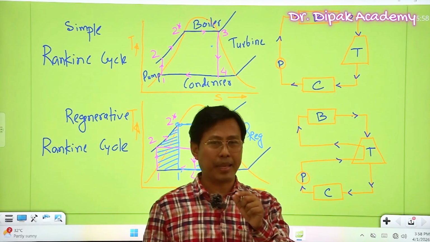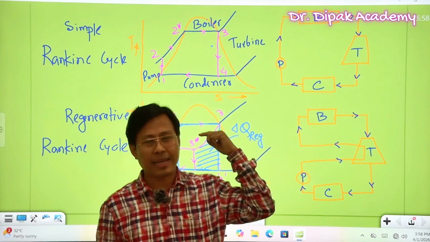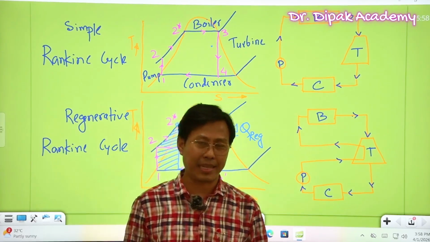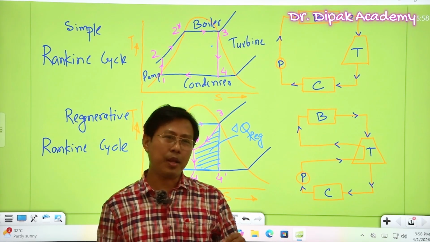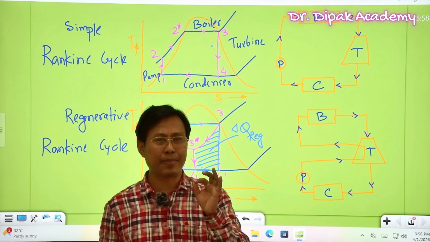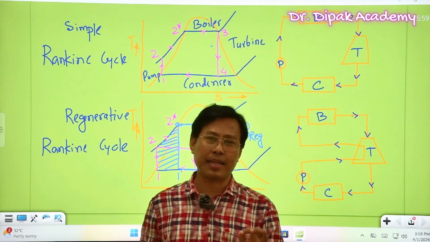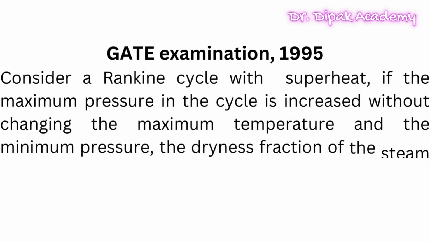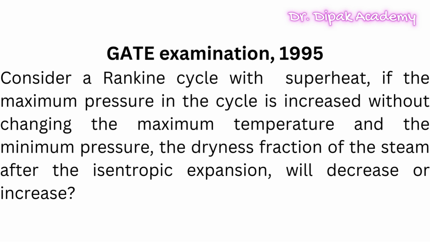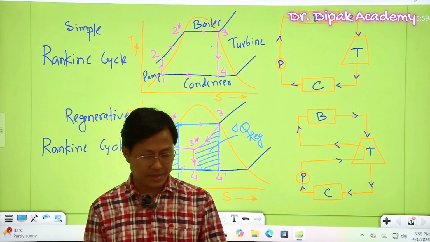You are able to make the relation between the Rankine cycle and the question given in the GATE questions. Now I will move to another step where I will leave a question for you which is very tricky and came in a GATE examination in 1995. So the question which was given in GATE 1995 is: consider a Rankine cycle with superheat. If the maximum pressure in the cycle is increased without changing the maximum temperature and the minimum pressure, the dryness fraction of steam after the isentropic expansion will decrease or increase.